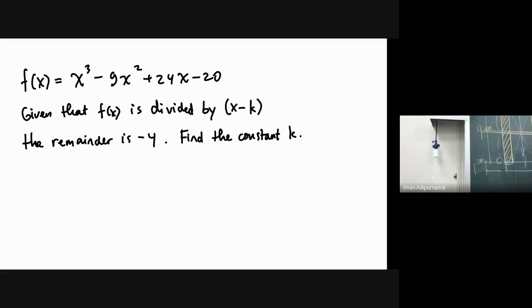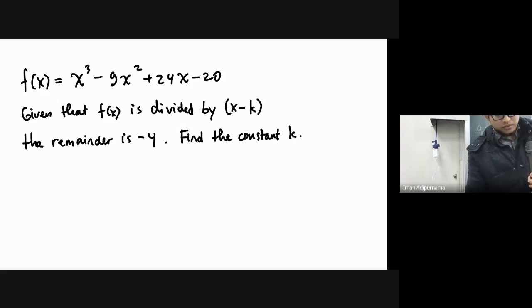Okay, so f(x) divided by x minus k gives the remainder negative 4. I think one of our quizzes had similar questions, right? What you do is plug in the k into the equation, and it should equal negative 4. That's the mathematical meaning behind the words.